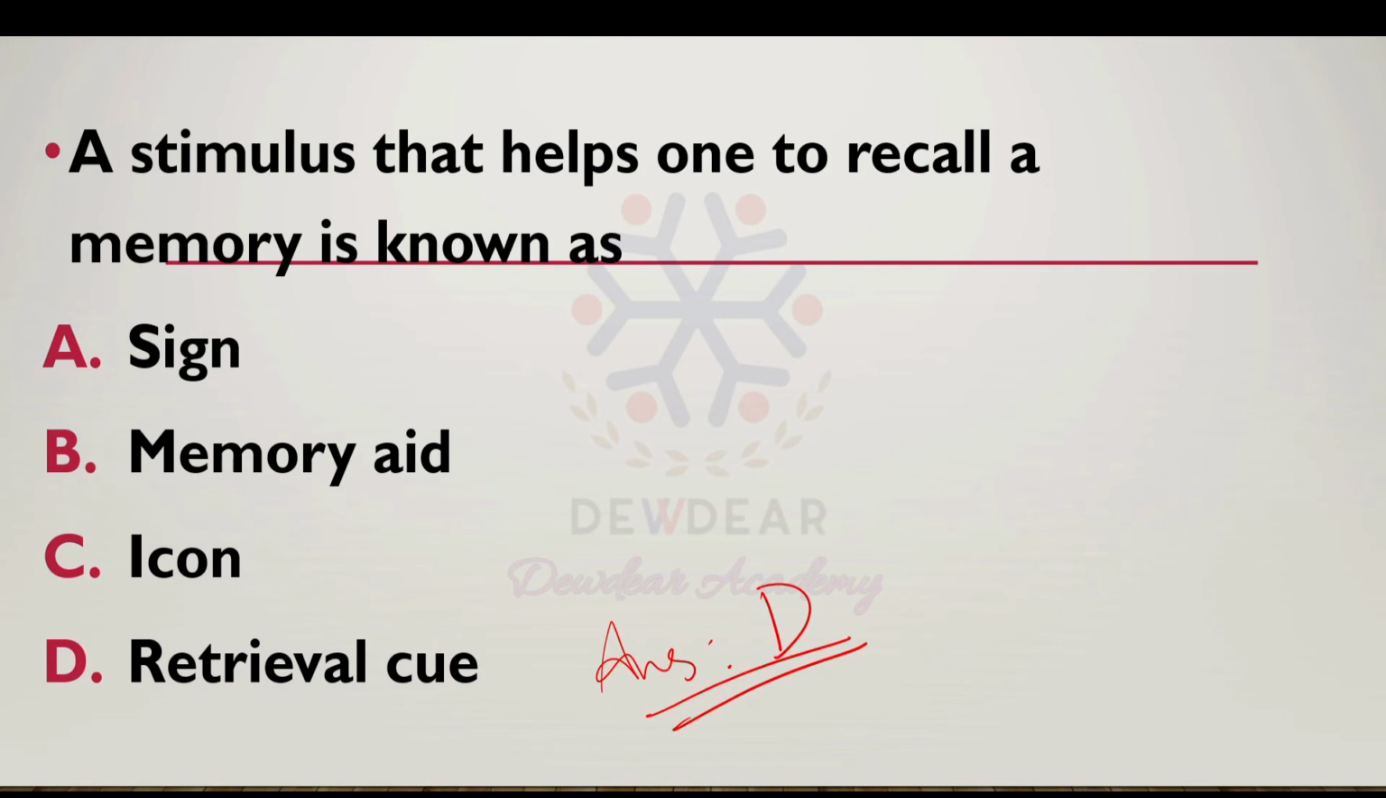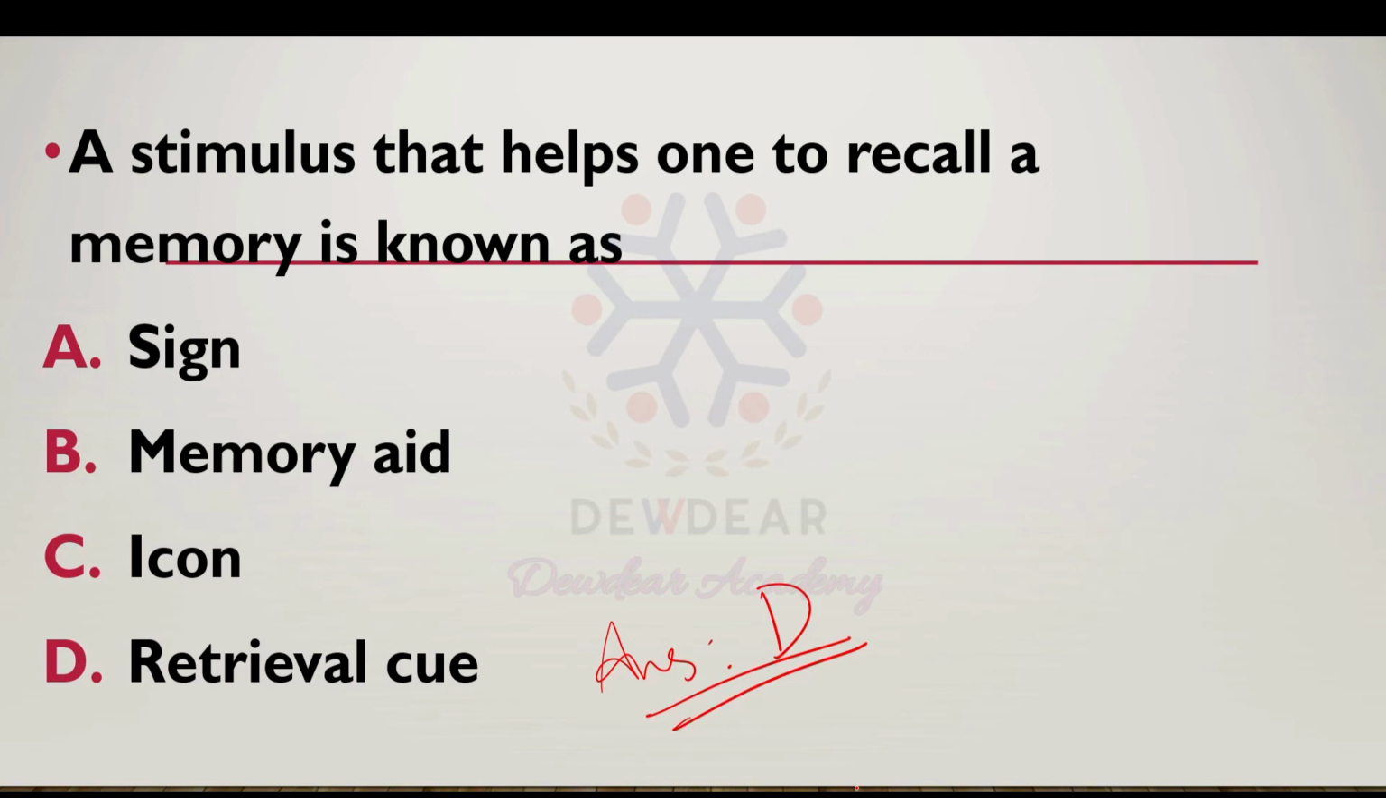There are many examples for the retrieval cues. It can be done through recall, recognition, relearning. These are different ways to retrieve the information out of your long-term memory storage system. So, retrieval cues are the stimuli that help you to retrieve the information from long-term memory.